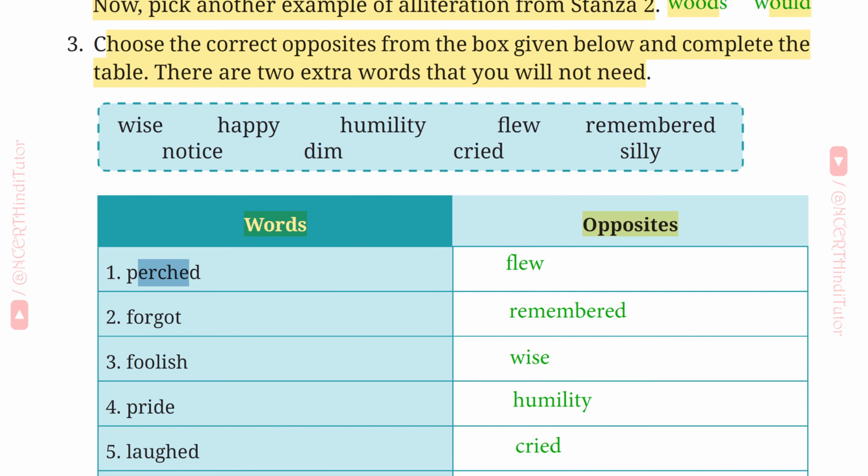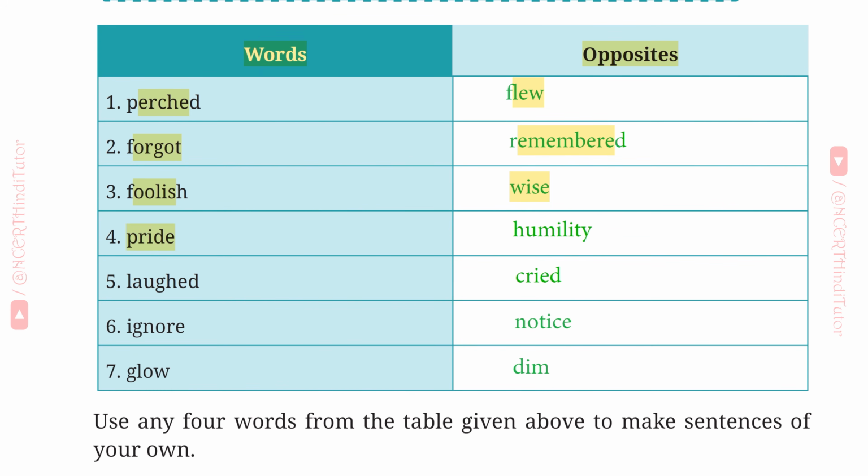First, perched, its opposite is flew. Second, forgot, its opposite is remembered. Third, foolish, its opposite is wise. Fourth, pride, its opposite is humility. Fifth, love, its opposite is pride. Sixth, ignore, its opposite is notice. Seventh, glow, its opposite is dim.